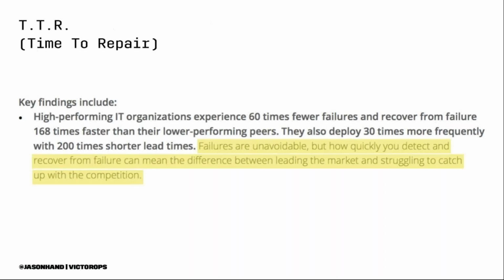Now, the part I find interesting here is highlighted, and hopefully you can read that, but if not, I'll read it for you. It's that failure is unavoidable, but how quickly you detect and recover from that failure can mean the difference between leading the market and struggling to catch up with competition.